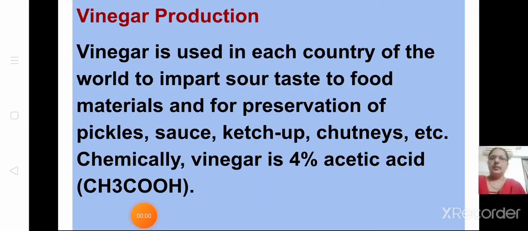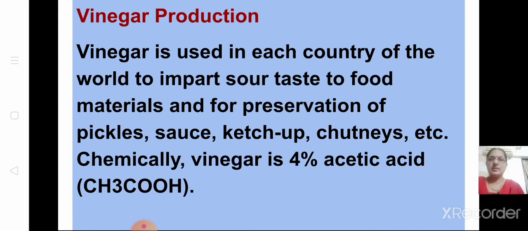Okay. Vinegar production. Vinegar is used in each country of the world to impart sour taste to food materials and for preservation of pickles, sauce, ketchup, chutneys, etc. See, at home we all have vinegar. Why do we use vinegar, children? It is usually used for the preservation process. Okay.